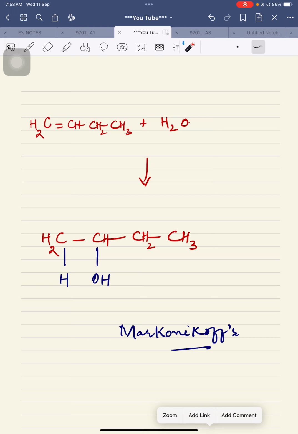In the next class, inshallah, we are going to start the topic of fermentation. Then things will become much clearer about the alcohols. So this was the first method for the preparation of alcohols, which we are done with. The second method, which is related to fermentation, we are going to do in the next video.